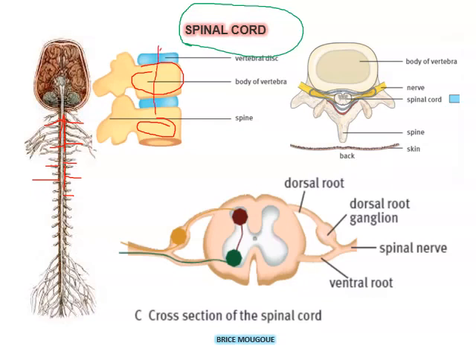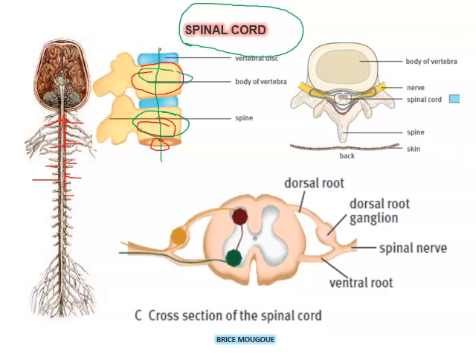We see an opening here. That's the spinal cord that passes inside that opening. The bones of the vertebral column will act as a protective shield to protect the spinal cord from injuries.